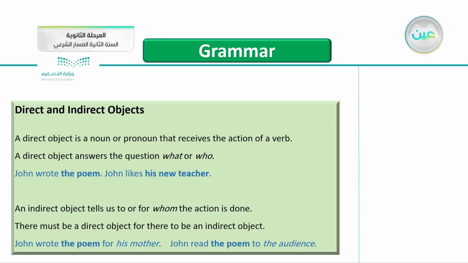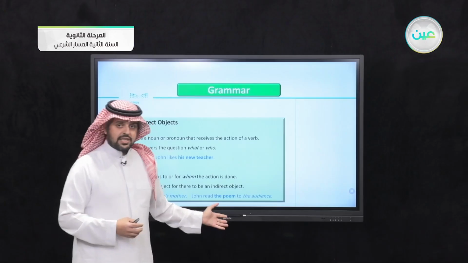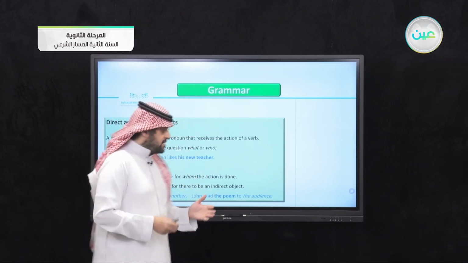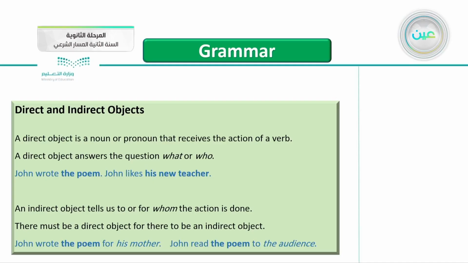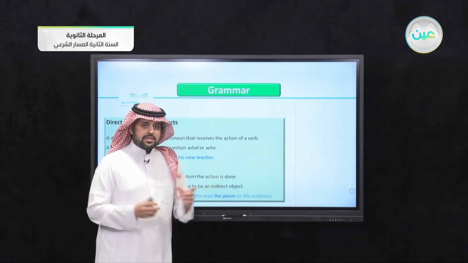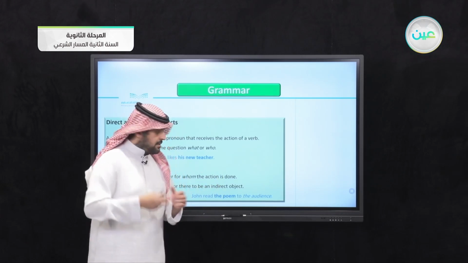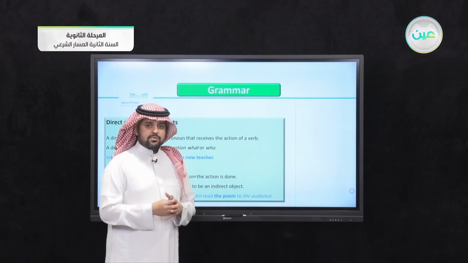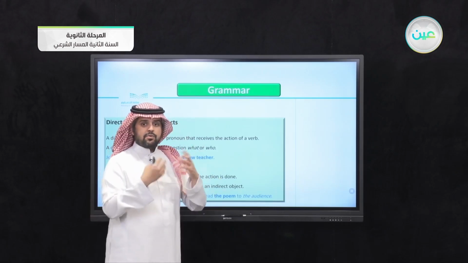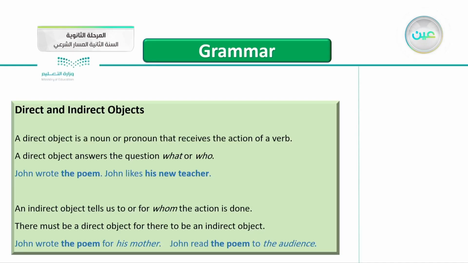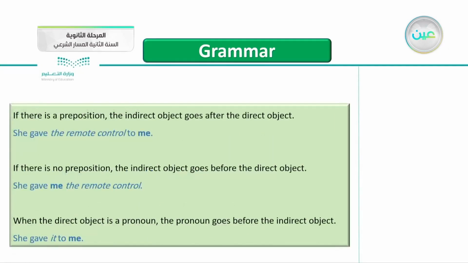For example here, John wrote the poem for his mother. John read the poem to the audience. You notice here that we have two objects. John read the poem, so the poem is the receiver of the action, the verb read. To the audience, these are the people the action was done for. So this is the direct and indirect object.